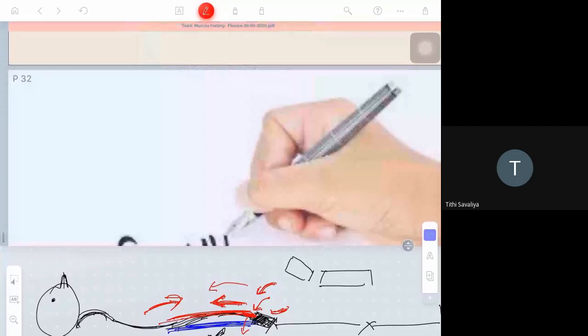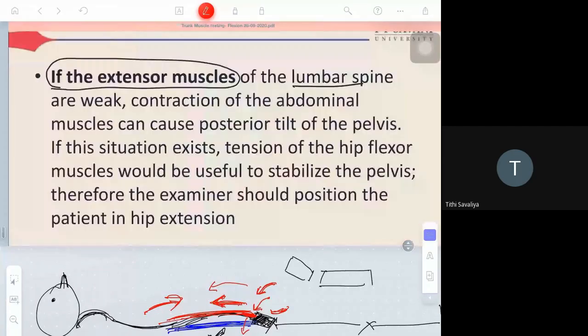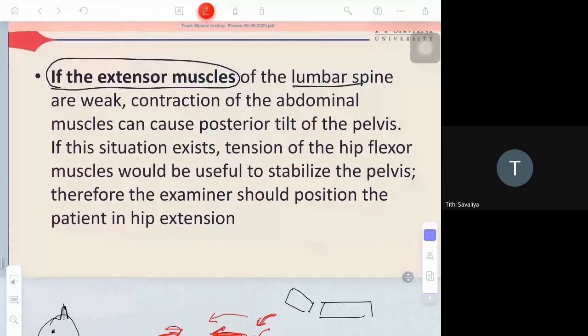Give this slide again. If the extensor muscles of the lumbar spine are weak, contraction of the abdominal muscle can cause posterior tilt of the pelvis. If this situation exists, tension of the hip flexor muscle would be used to stabilize the pelvis. You understand this point? If the pelvis is tilting posteriorly, clear?